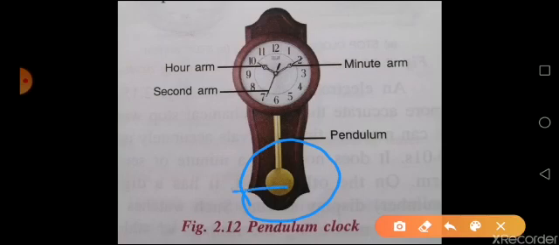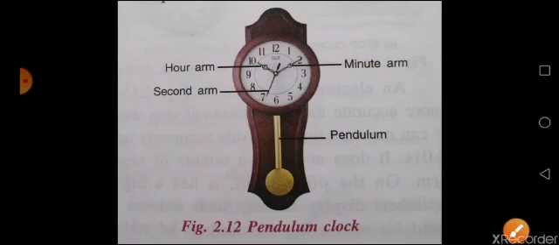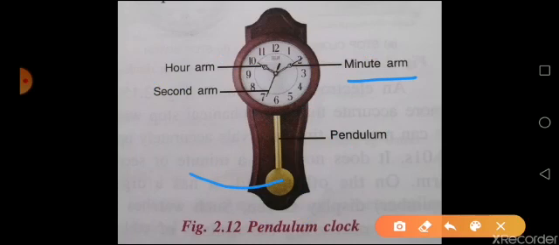So this pendulum moves to one side in 1 second and to the other side also in 1 second. Together, the time period of a pendulum for one to and fro motion will be 2 seconds. So that is what you have to keep in mind. Now the next thing, how the minute or second arm is going to move: when the pendulum moves 1 second to one side, your second arm will move one division.